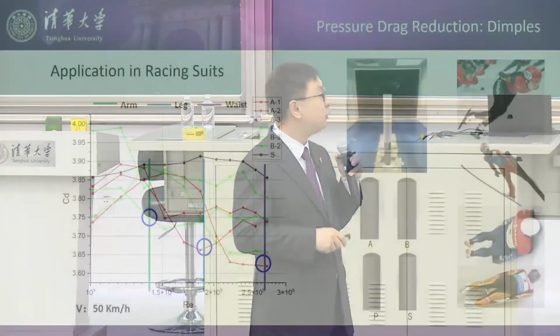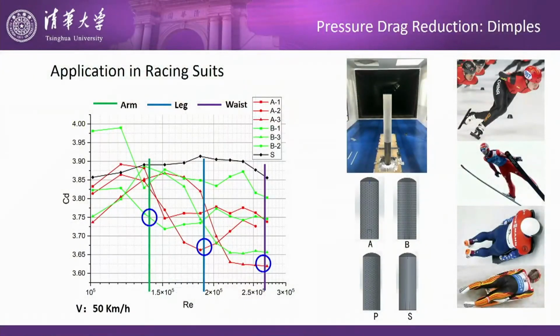One of them, for example, this is our wind tunnel test, and we have this chart. We have this arm, leg, waist. We have this typical Reynolds number, and we can calculate the dimples which should be used on the racing suit. This is how we do drag reduction suits.